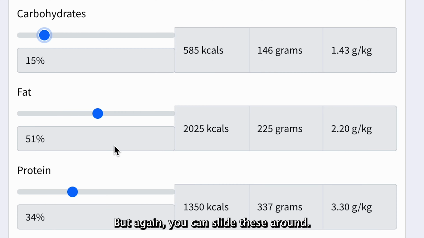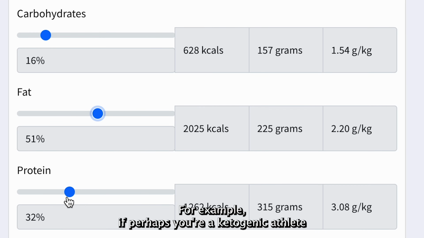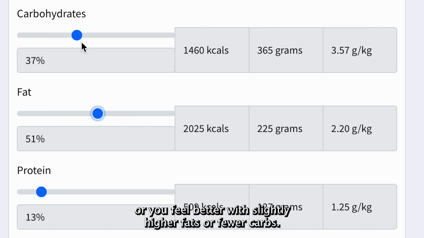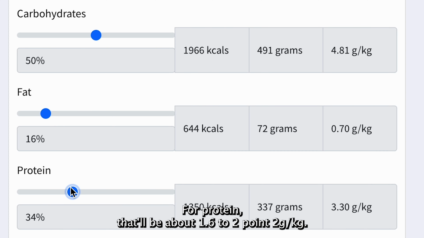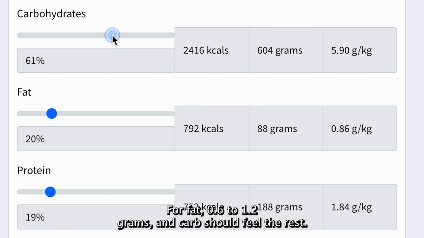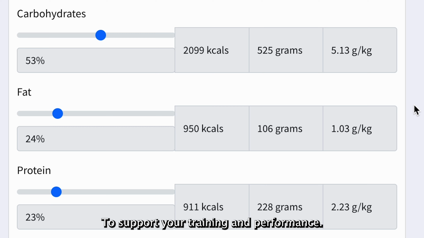But again, you can slide these around, for example, if perhaps you're a ketogenic athlete or you feel better with slightly higher fats or fewer carbs. The key here is to stay within evidence-based ranges. For protein, that'll be about 1.6 to 2.2 grams per kilogram. For fat, 0.6 to 1.2 grams, and carbs should fill the rest to support your training and performance.